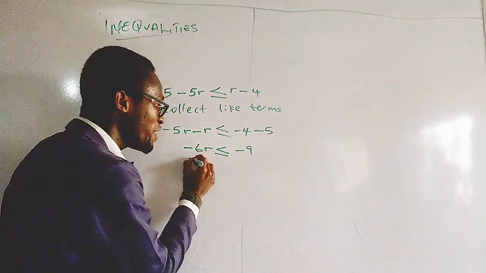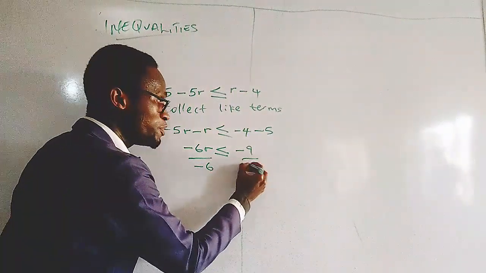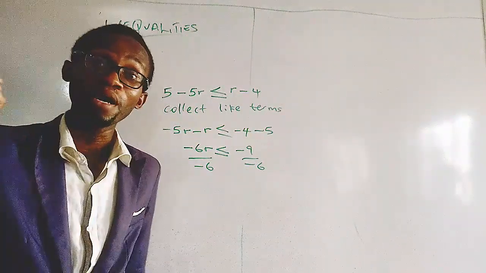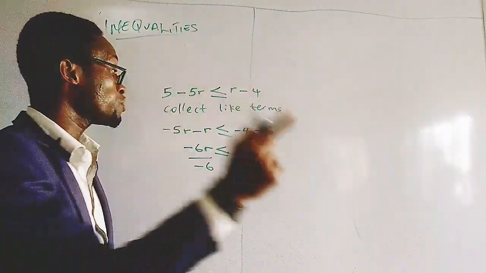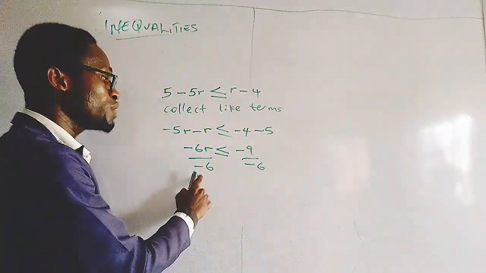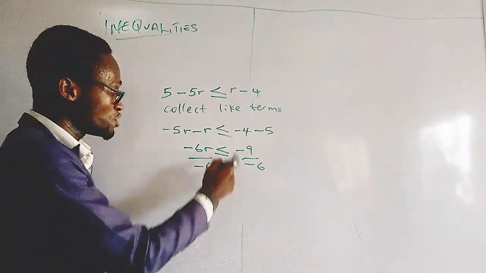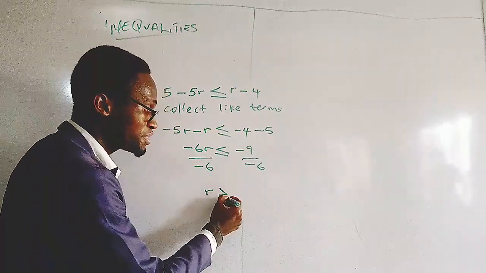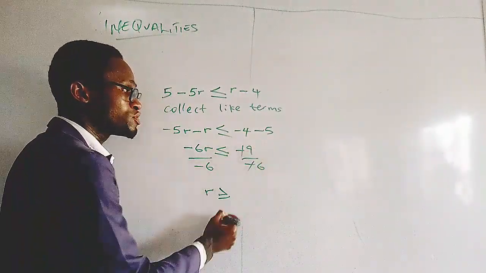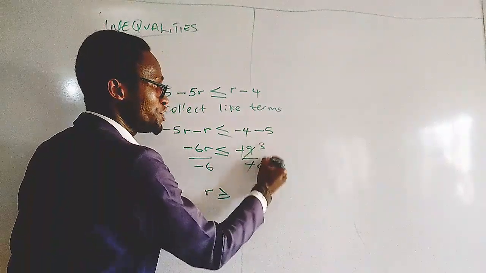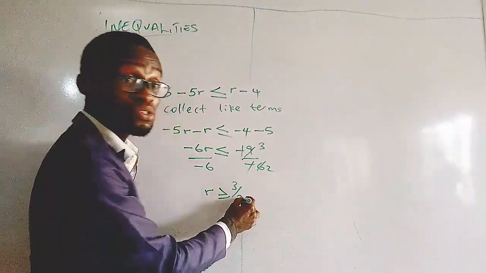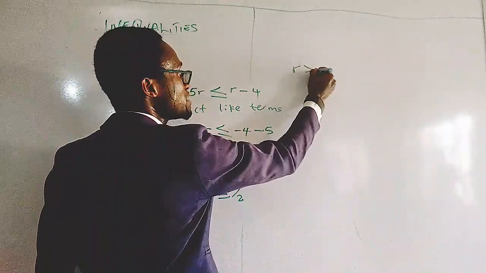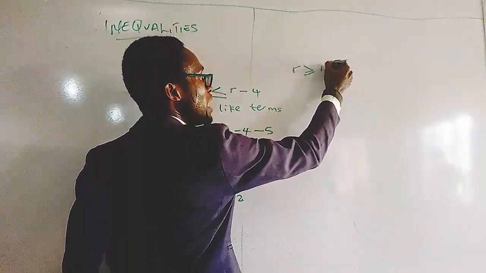At this stage, we are looking for the value of r. So we divide both sides by minus 6. Note, we said that anytime we are dividing or multiplying with a negative number, the inequality sign must change. Because we have divided by minus 6, it's now going to be r no longer less than or equal to, but this time greater than or equal to. Minus cancels minus, 3 over 2, which is the same thing as r greater than or equal to 1 and a half.